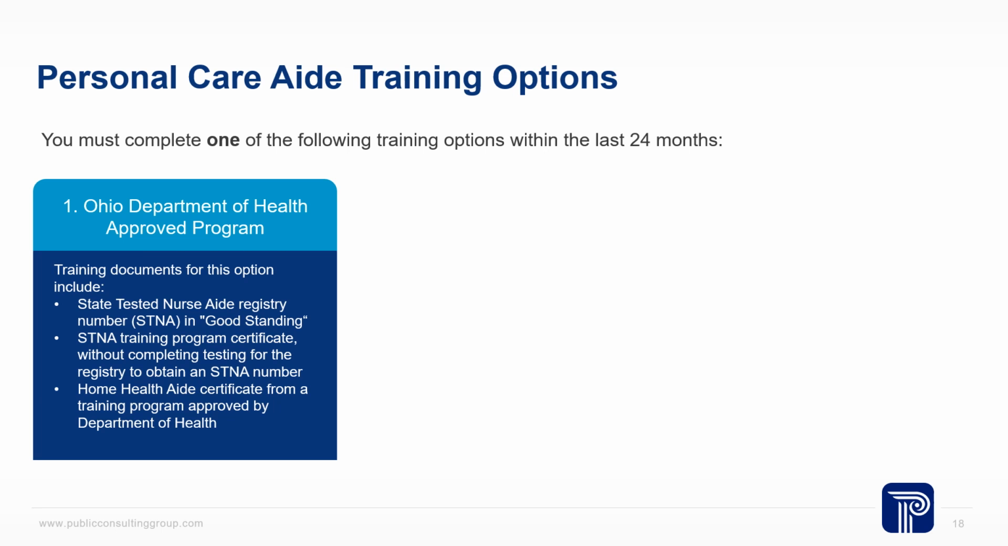An example of this training document is a state-tested nurse aide STNA number in good standing with the Department of Health. Verify your status in the Ohio State Tested Nurse Aide Registry at nurseaideregistry.odh.ohio.gov/public/public nurse aide search. Other examples of a training document using this training option are an STNA training program certificate that does not include testing for an STNA number with the Department of Health, or a home health aide certificate from a training program approved by the Department of Health.